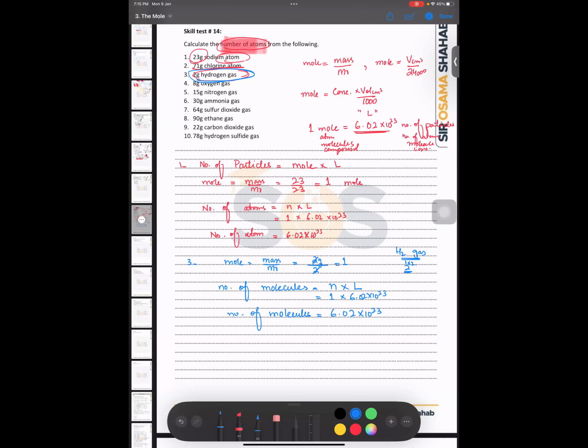So it's very simple. Just look at how many atoms there are in one mole of hydrogen gas. We have 2 atoms, right? In one mole you have 2 atoms. So if you want to find out the number of atoms from this number of molecules, you just need to multiply it with 2.